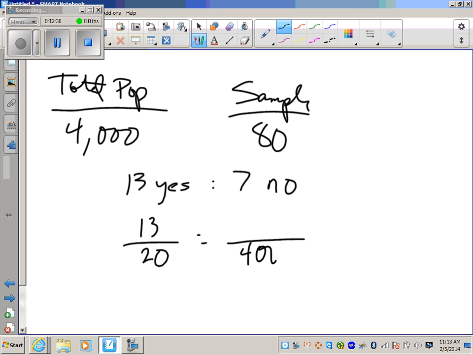And for 4,000. So 20 to 4,000 is a relationship of times what? Times 200. So 13 times 2 is 26 with 2 zeros, 2,600. So the question is, is it more than 2,500? Yes, it is. Okay.